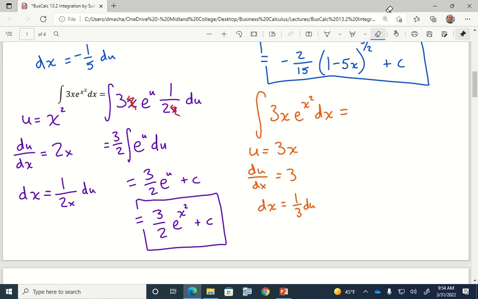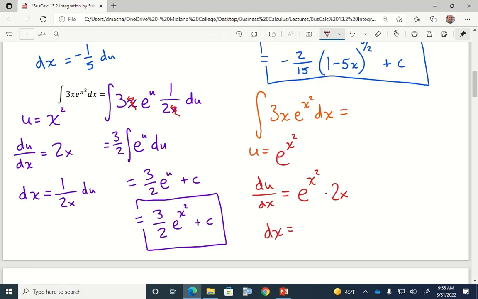And this time we know that u equals 3x is not the right choice. So then you say, instead of u equals 3x, let me make u equal to e to the power x squared. And in that case, du dx would be this derivative. And I'm going to have to use the derivative chain rule. So the derivative of the exponential function, my outside function is e to the x squared, times the derivative of the inside function, x squared, would be 2x.